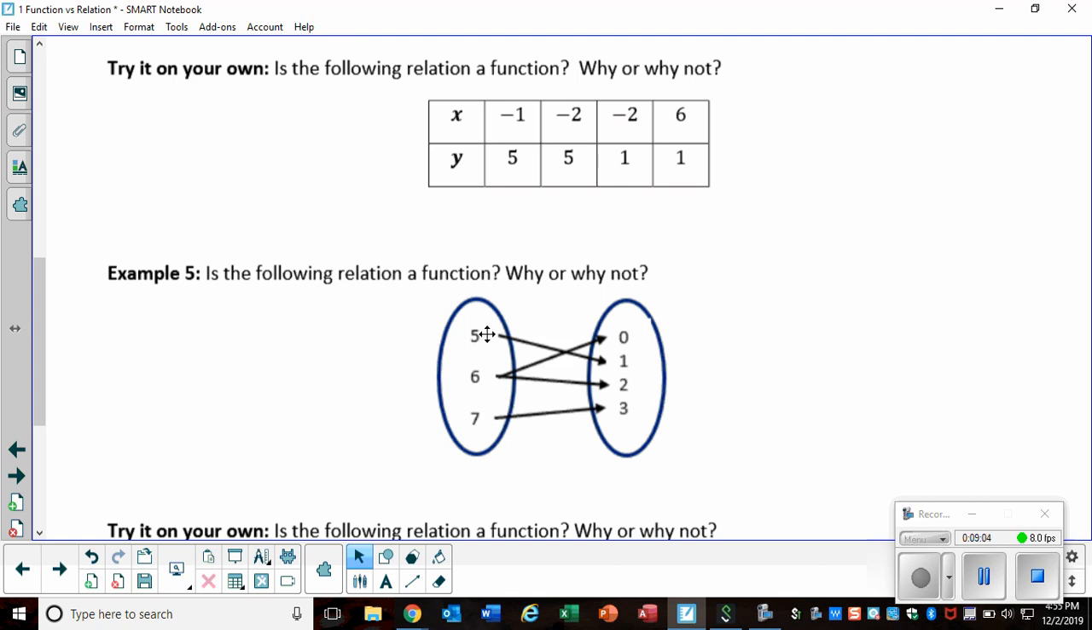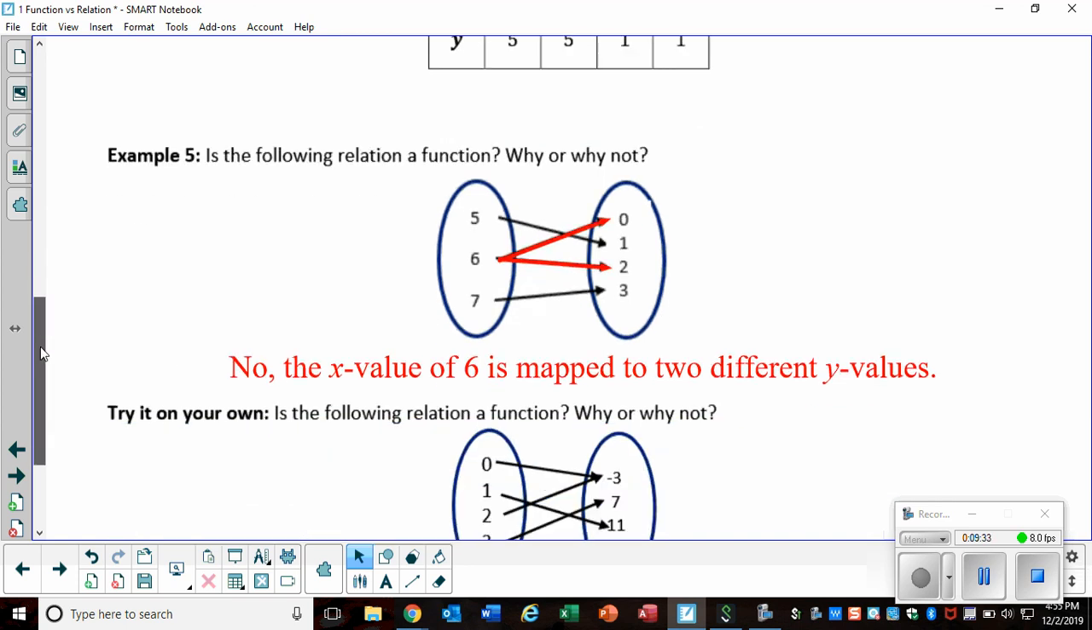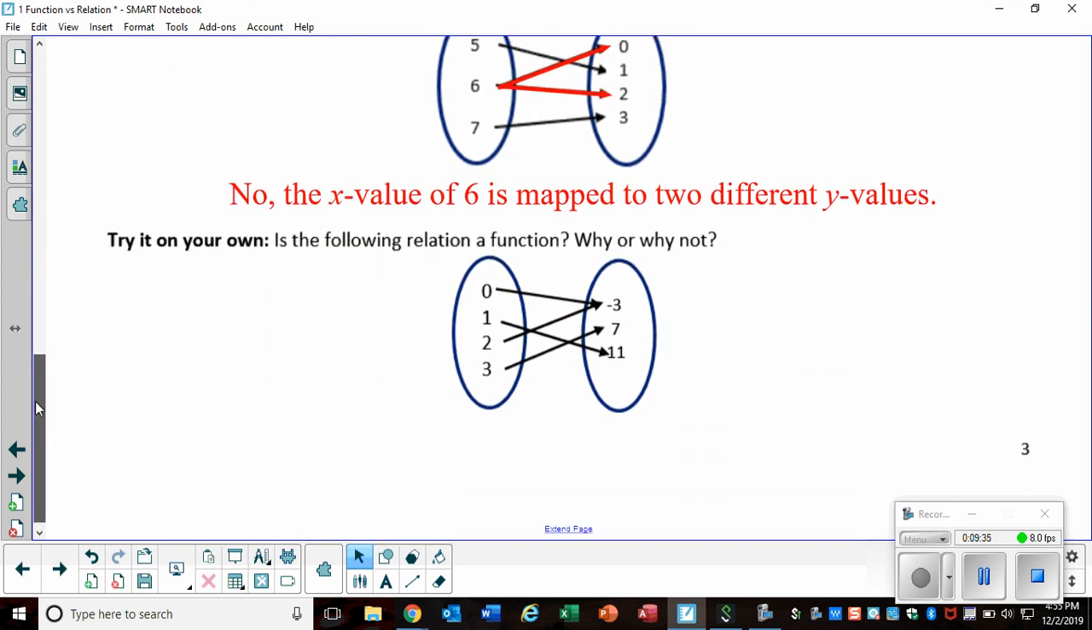So to determine if it's a function, I'm going to look at the x values. 5 is only matched with 1. 7 is only matched with 3, but 6, it's matched with both 0 and 2. So because it's got two arrows coming out of it, if I wrote these as ordered pairs, I'd have two ordered pairs that have an x value of 6. So this is an example that it's not a function because the x value of 6 is mapped or paired with two different y values. Okay? Now you guys are going to try this one on your own.